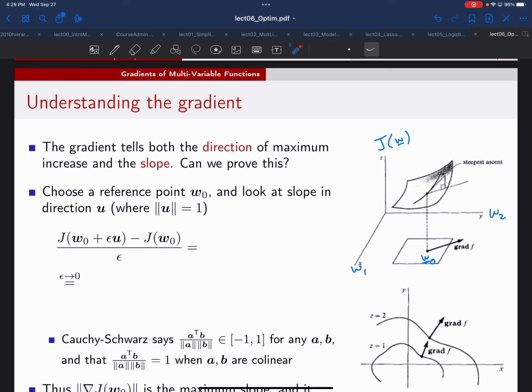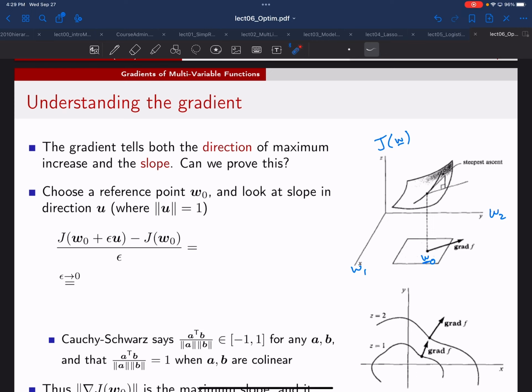Okay, so this is looking at what we would call the rise over the run. We're going to move a total distance of epsilon, because u has unit norm. This moves us a total distance of epsilon in the direction u. So that's how much we move. And then this looks at how much the height has changed versus how much we have moved. That's the directional derivative. Hopefully that is an intuitive idea. So let's take a look at this.